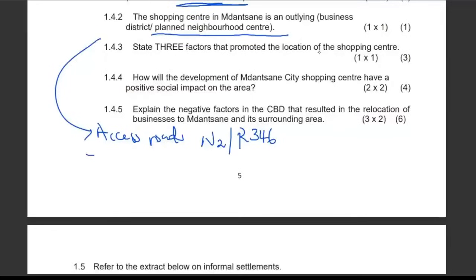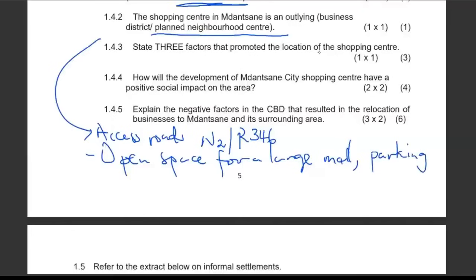Then if you also check, there is open space, or a large mall. On the map, you can find that there is open space, which gives room for a large mall and also parking. Remember, in the CBD, one of the major push factors is limited parking space. Because of congestion, there is limited space for parking as customers do their business. But in the outlying business district or in these planned neighborhood centers, because there is space, there's also parking space for the customers. And also there's space for expansion. If there's a need to expand the businesses, there is open space. It's a favoring factor.